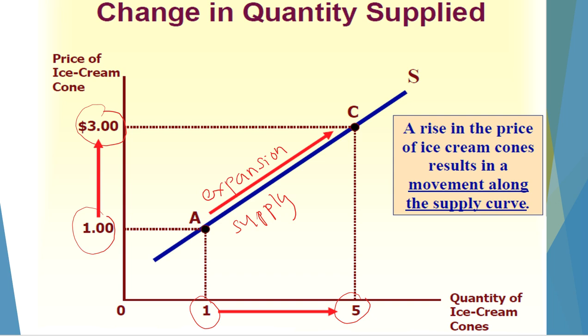When the price of goods falls, the quantity will decrease as well. So in this example, if the price goes down to 50 cents, then there is nothing that the seller can produce. This we call contraction of supply. So, you get the idea.